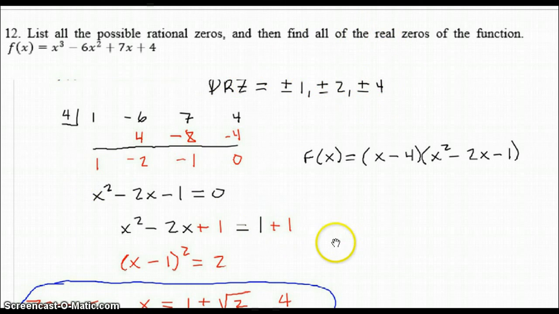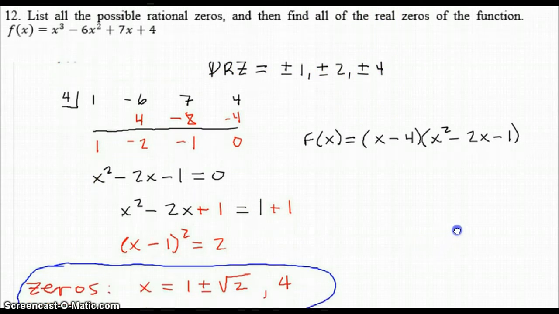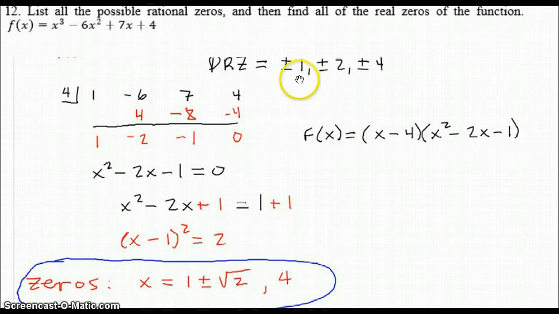And then from there, I would literally have to synthetically divide with all those possibilities to find which ones are actual zeros. But let's say we've eventually arrived at 4 being the real zero. And we know that because I have a 0 right here, that's the remainder. And then that tells me that this is my factorization so far here on the right.